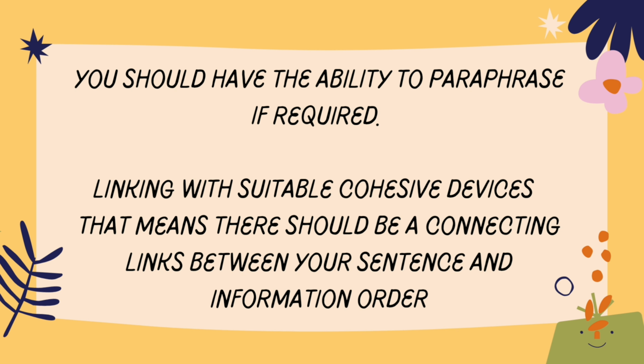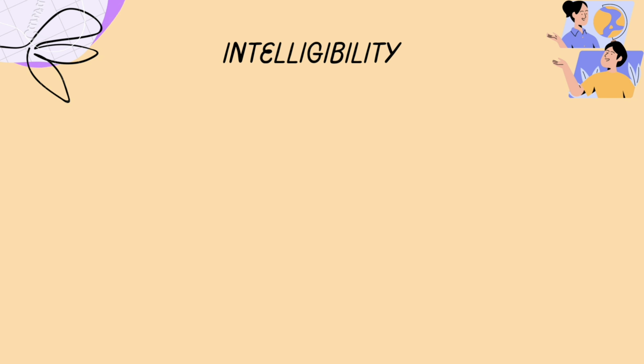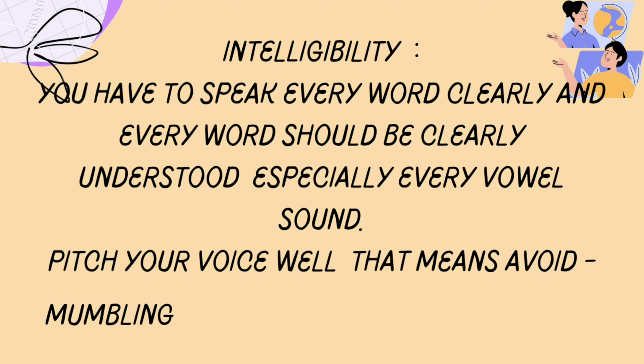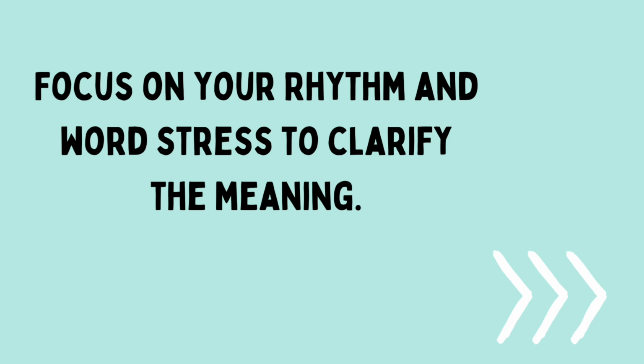Now let's see how you can get a higher score in each criterion. First is intelligibility. Here you have to speak clearly and every word should be clearly understood, especially vowel sounds. Pitch your voice well, that means avoid mumbling or fading at the end of the sentences. Focus on your rhythm and word stress to clarify the meaning.